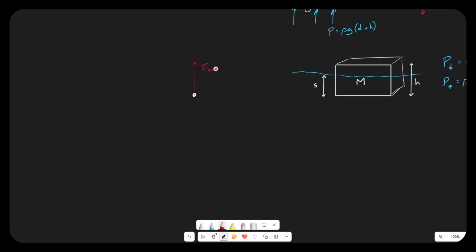That is my buoyant force, and it's equal to rho g times submerged height times area. I've got a downward force, and that's equal to m times g. So I could actually find how much of this box will be submerged.